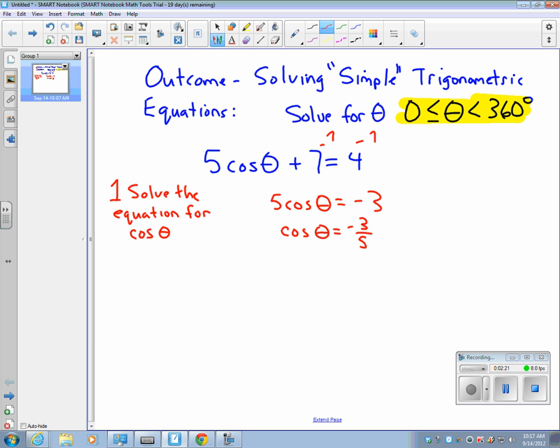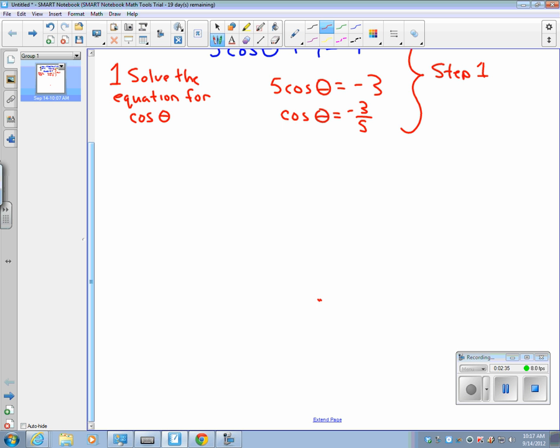Okay, so in this case, step 1 was fairly simple. Right here, this is all step 1. Here's step 2. Find reference theta using calculator or unit circle. Okay? Depends whether it's an exact value or not.